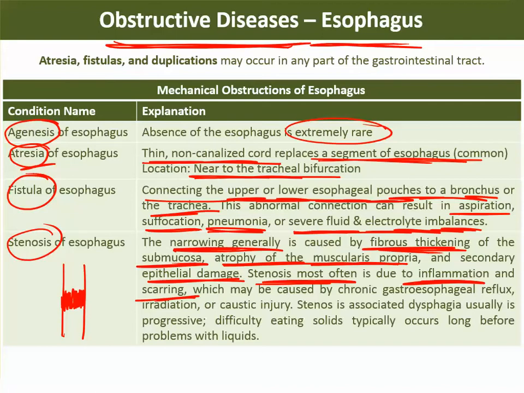Chronic inflammation will go for scar formation, and it is commonly seen in chronic gastroesophageal reflux disease, or if you give any radiation therapy, or caustic injury, meaning any direct injury. Stenosis is associated with dysphagia, difficulty in swallowing. Initially it will be difficult to swallow solid foods. When it becomes more and more severe, it goes to difficulty swallowing even fluids.